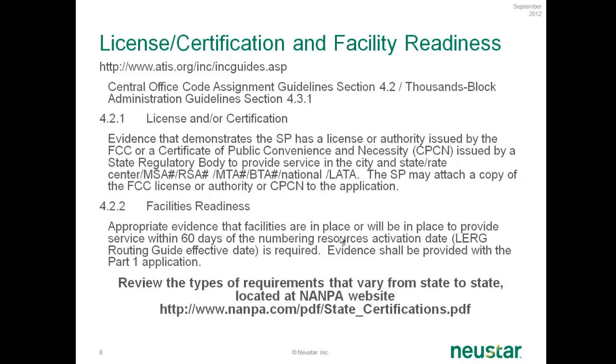CO Code Assignment Guidelines, Section 4.2, Thousands Block Administration Guidelines 4.3.1. For license and/or certification, evidence that demonstrates the service provider has a license or authority issued by the FCC or certificate of public convenience and necessity issued by a state regulatory body to provide service in the city and state, rate center, MSA number, RSA number, MTA number, BTA number, national/LATA. The SP may attach a copy of the FCC license or authority or a CPCN to the application. And the facility readiness, appropriate evidence that facilities are in place or will be in place to provide service within 60 days of the number resources activation date.